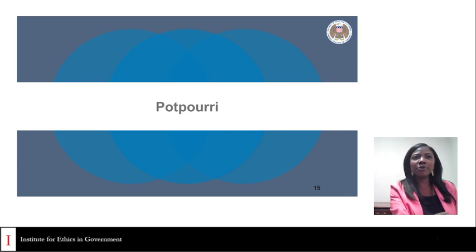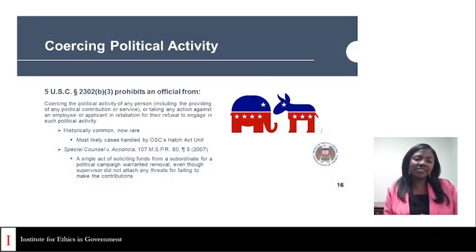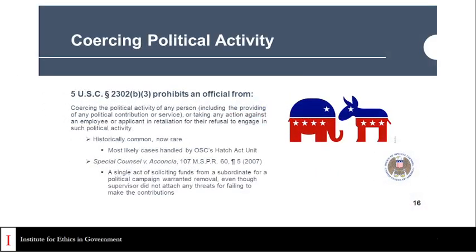The next category of PPPs that we're going to talk about, and this is the last category of PPPs, is potpourri. The reason we came up with this name is that it's all of the PPPs that really don't fit so neatly into the other categories. The first one is coercing political activity, and this is under B3. What it prohibits is an official from coercing someone to engage in political activity, or taking action retaliating against someone for refusing to engage in political activity.